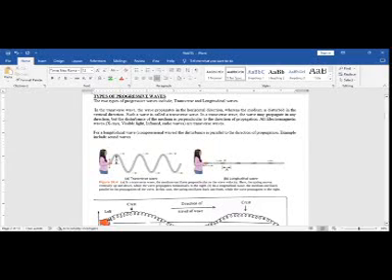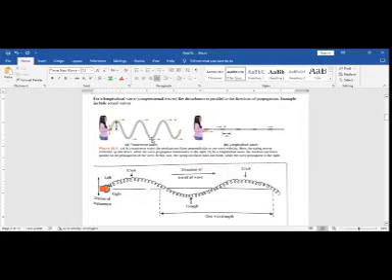Okay, for a longitudinal wave, the disturbance is parallel to the direction of propagation. So examples of longitudinal waves include the sound wave.